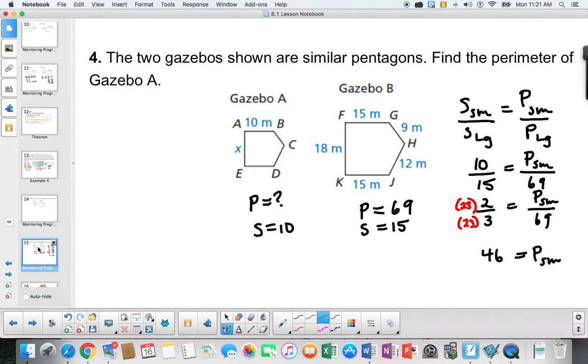Now here's the answer. Again, I wrote down what I knew, the perimeter and the side, and I'm relating this side to this side, 10. These are the things I know and I don't know, and I set up my proportion and I go ahead and solve and get the perimeter.